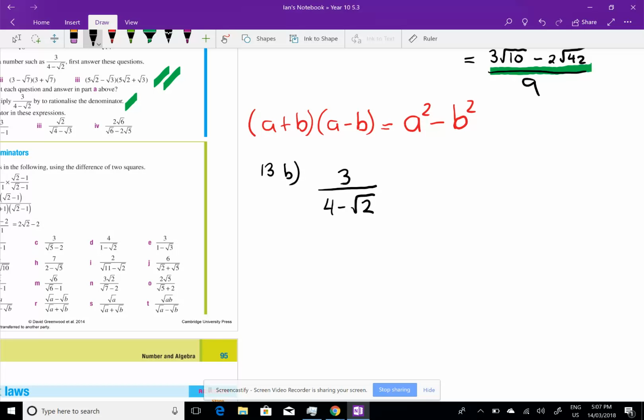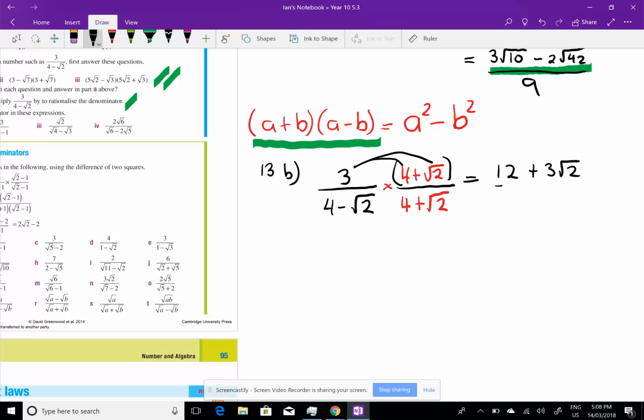But if I use the rule above, and I can find the thing that will give me this, well, I've got a minus, so the thing that will give it to me is the same thing, but with a different sign, the plus. If I multiply by 4 plus root 2, now on the top, you've got to remember that this is grouped, so I've got 3 times that and 3 times that. 3 4s are 12, and 3 root 2. Now on the bottom, I've got the difference of two squares. 4 squared is 16, and root 2 squared is 2. And I've rationalised the denominator. 12 plus 3 root 2 on 14.